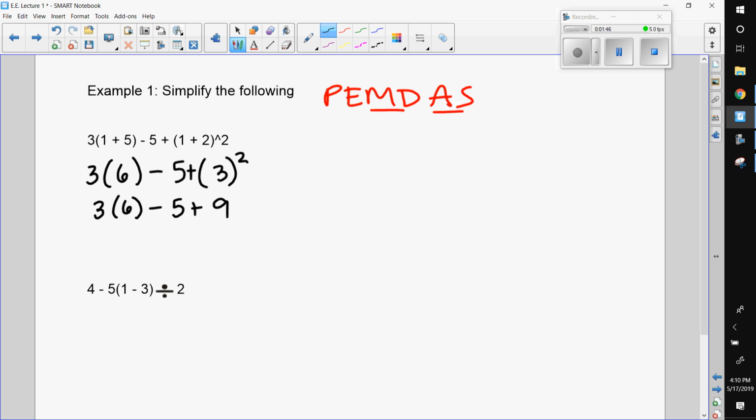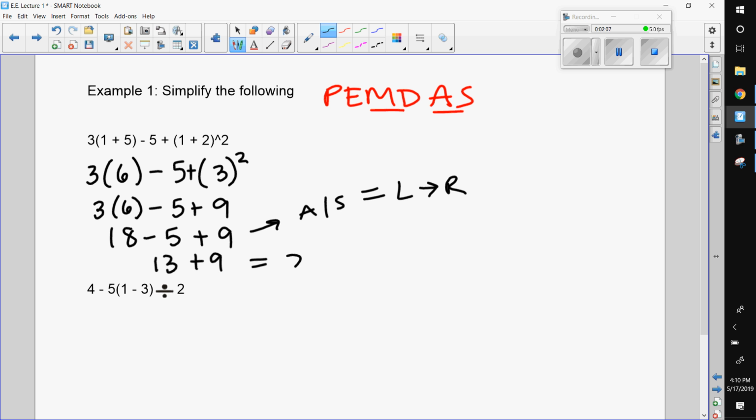Now I do my multiplication. I get 18 minus 5 plus 9. So this is where all I have left is add and subtract. So I'm going to go left to right. I'm going to do 18 minus 5 first, which is going to give me 13, plus 9, which is going to equal 22 as my simplified answer.